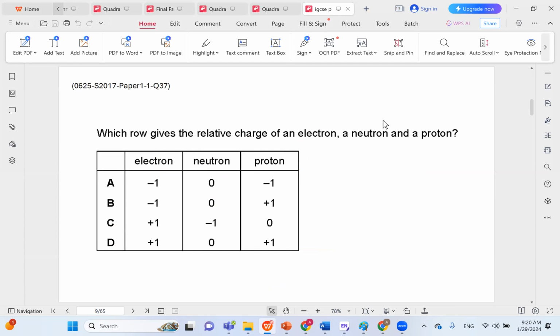Which row gives the relative charge of an electron, a neutron, and a proton? An electron is negative, a neutron is 0, and a proton is positive. So B would be the correct choice for this question.